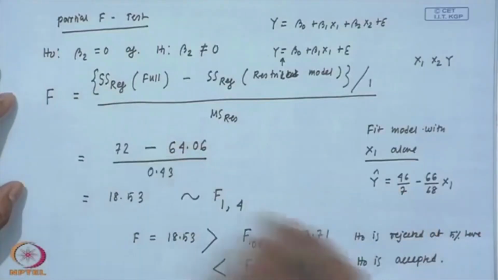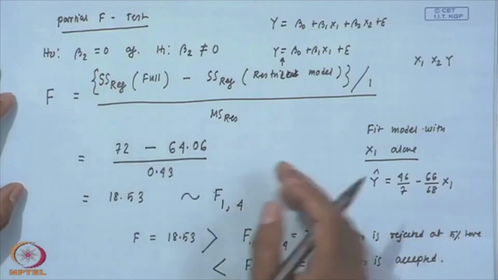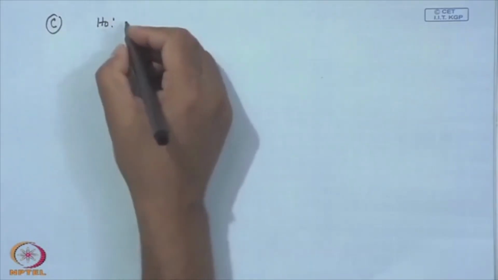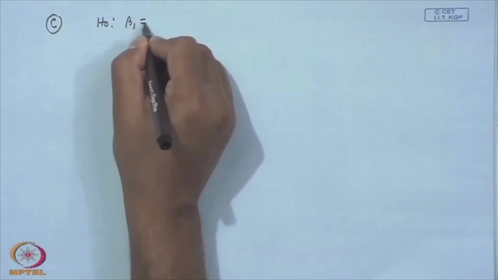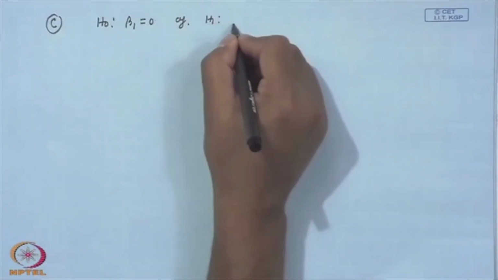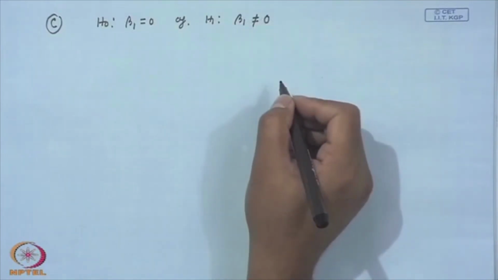So, at least at 5% level of significance, we observe that beta 2 is significant, or x 2 is significant in the presence of x 1. Now, what we will do is check the significance of x 1 in the presence of x 2. So, we will go for the partial test, say H naught, that is beta 1 equal to 0, against the alternative hypothesis H 1, that beta 1 is not equal to 0.